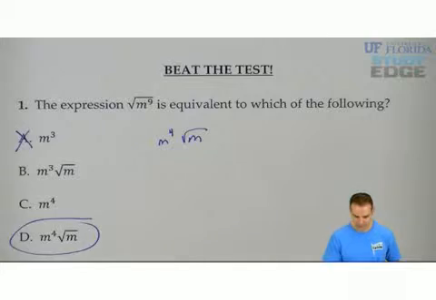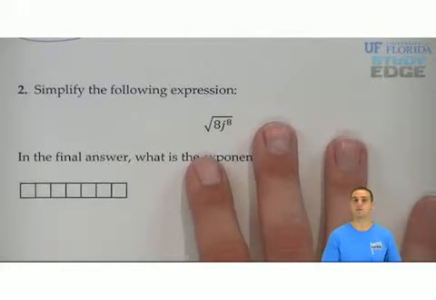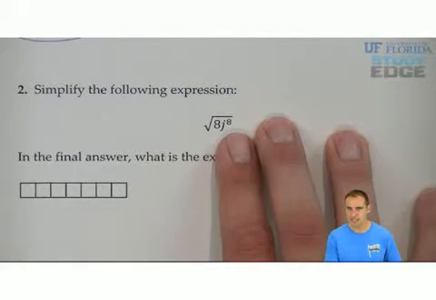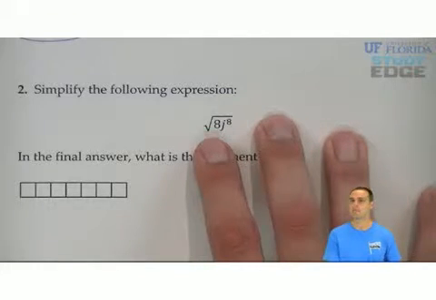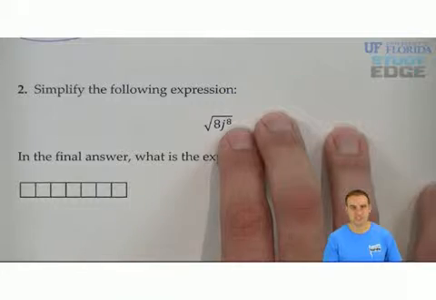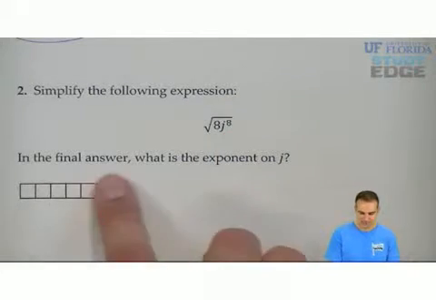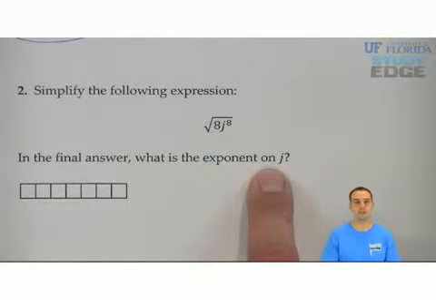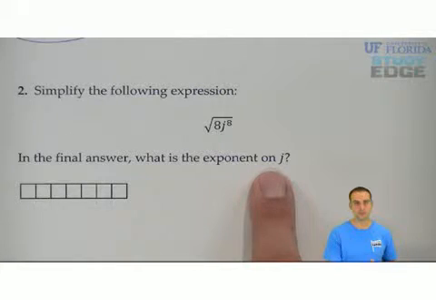Let's do one more. Another tricky one. The square root of 8, j to the 8th. Make sure you know the difference between the number, the coefficient, and the exponent, the power. In the final answer, what is the exponent on j? I'm going to work out all of this, okay?